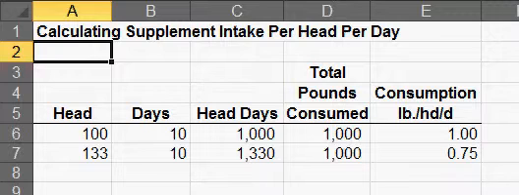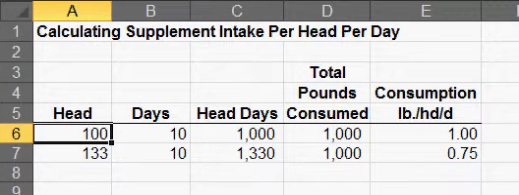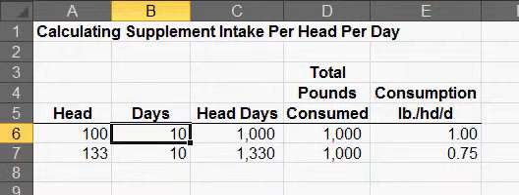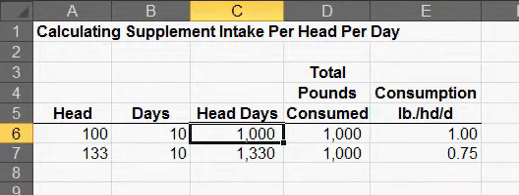Going to need about 5 columns. The first column will put the number of head that we have in the pasture or that are exposed to the supplement. Here I've used 100 head. Next column would be the days that the supplement's available or that it took to consume a known quantity of the supplement. Here I'm going to say 10 days. And then we have head days in the next column, which is just the number of head times the number of days. So 10 times 100 is 1,000.